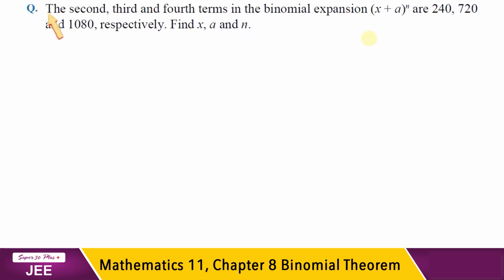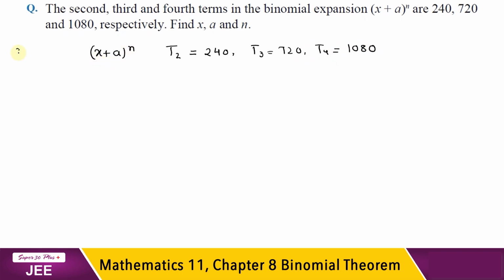So our first question says, the second, third and fourth terms in the binomial expansion of (x + a)^n are 240, 720 and 1080 respectively. Find x, a and n. So we have a binomial (x + a)^n in which we have been given the information: T2, that is the second term, is 240, third term is 720 and fourth term is 1080. So we are required to find the values of x, a and the exponent n.